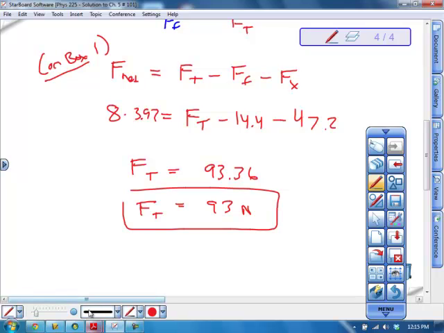And you could have done this for block 2 as well. You didn't have to look at block 1. You could have looked at block 2. But either way, this is what you get for tension.